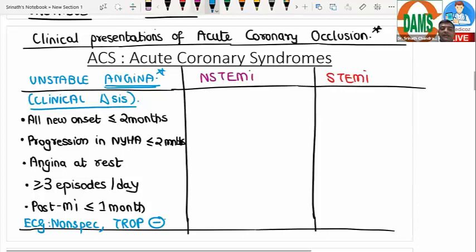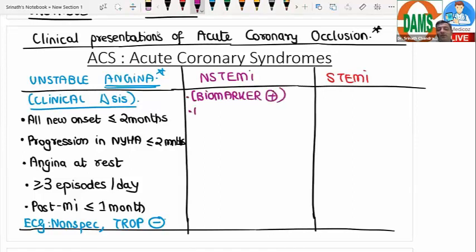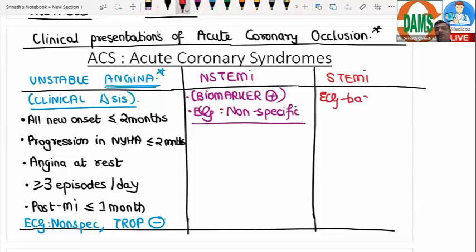So what is NSTEMI? NSTEMI is a clinical diagnosis which is biomarker positive. The patient has to be biomarker positive, but ECG may be non-specific. STEMI is an ECG based diagnosis, irrespective of the symptom.